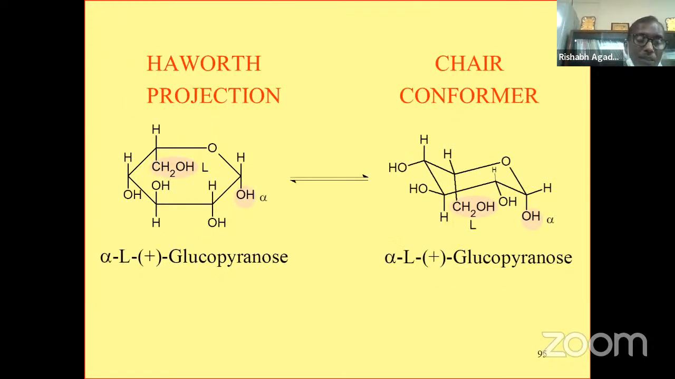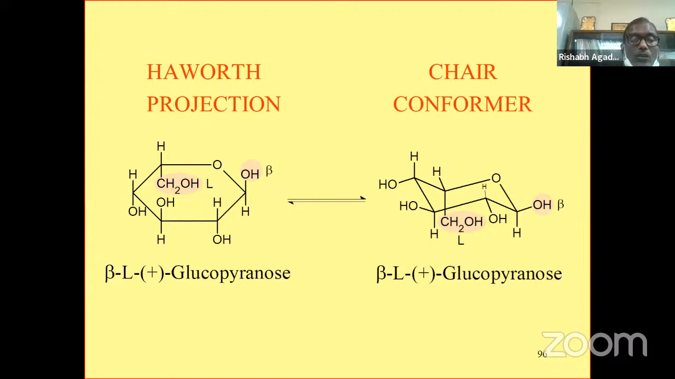Now the same is the case for alpha-L-glucopyranose, and here you can have the correlation. L stands for the bulky group coming below the plane of the ring in Haworth, so it will match in the chair also. Then you can have the orientation for beta-L-glucopyranose in Haworth as well as this chair conformer.